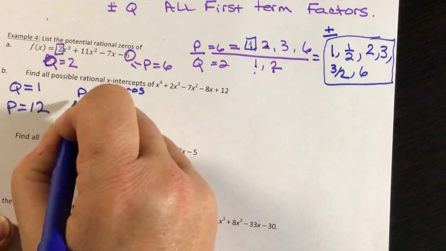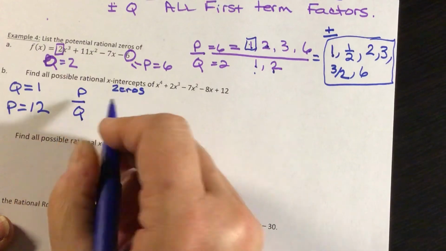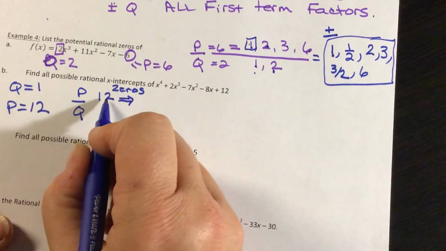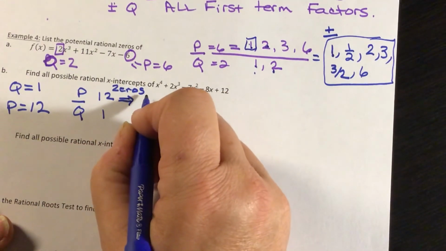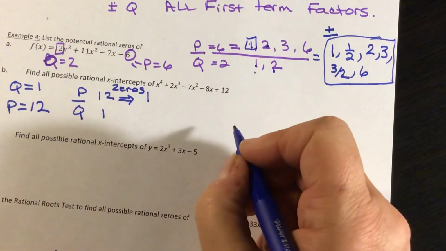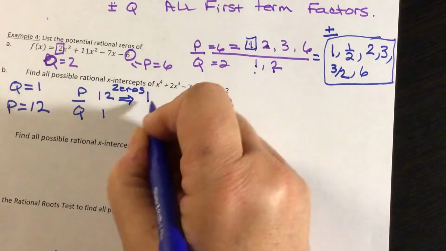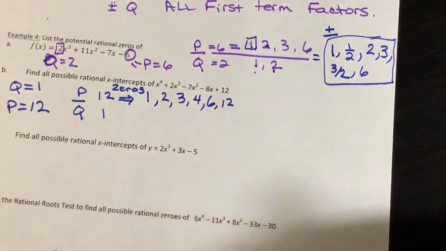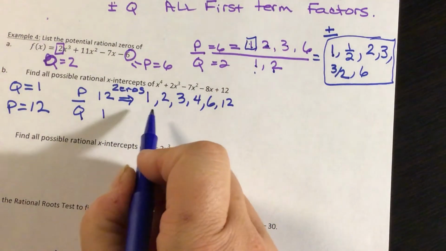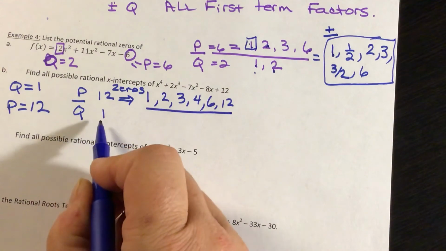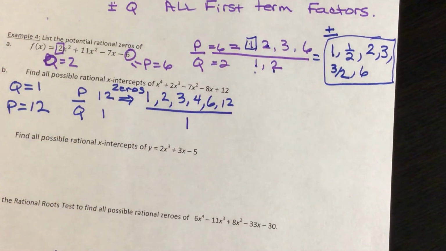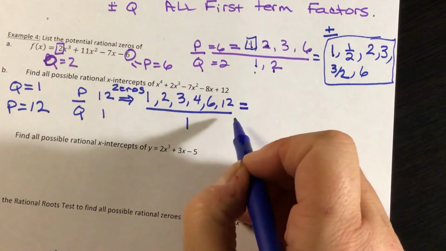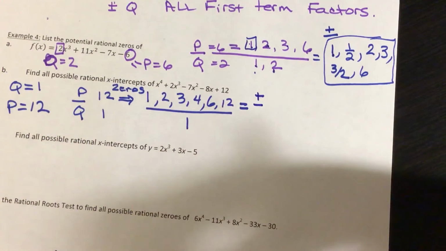So I'm going to do P over Q. So I need the factors of 12 and the factors of 1. Factors of 12, and I got to make sure I get them all. So I like to do factor pairs. So 1 times 12, 2 times 6, 3 times 4, and now I have them all. And the factors of the Q number, 1, is 1. So the possible roots that I have are positive and negative values.